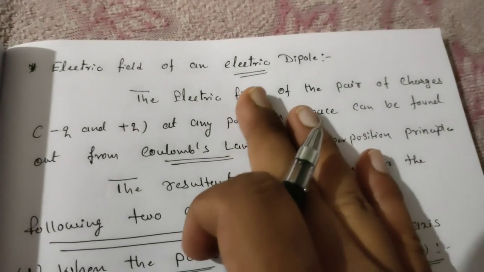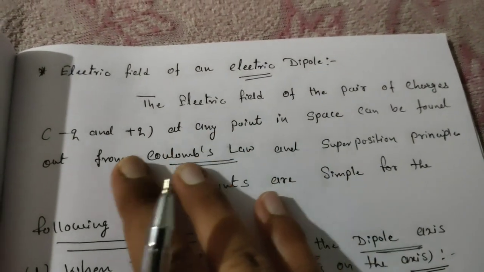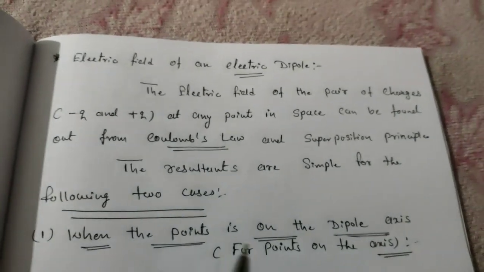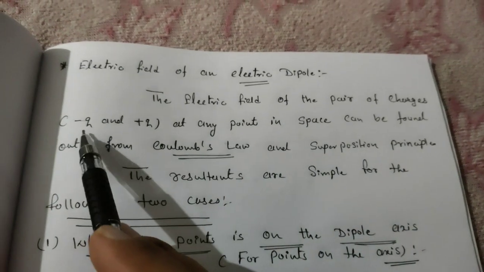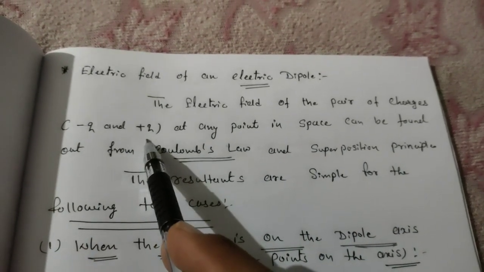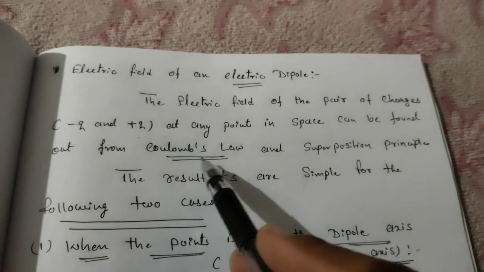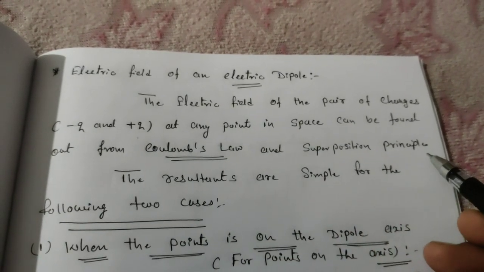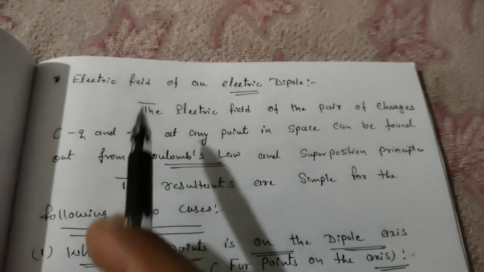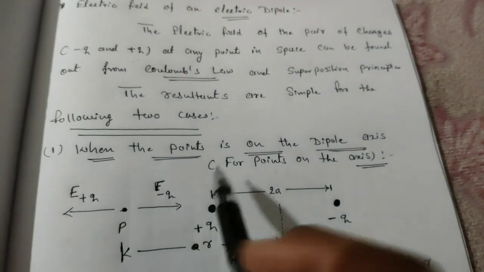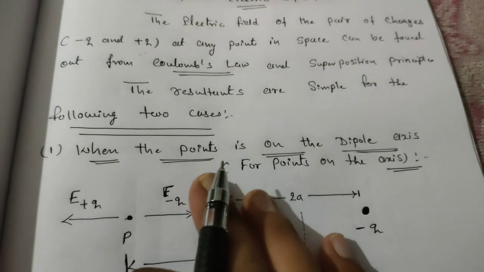Today we are going to study the electric field of an electric dipole. Electric dipole means a pair of charge particles. The electric field of the pair of charges, a plus charge particle and a minus charge particle, at any point in space can be found from Coulomb's law and by using the superposition principle. Individually you have to find the electric field for the minus charge and for the plus charge, then you have to add them. That is known as the resultant, and it is simple for the following two cases. So that is what we are going to solve.